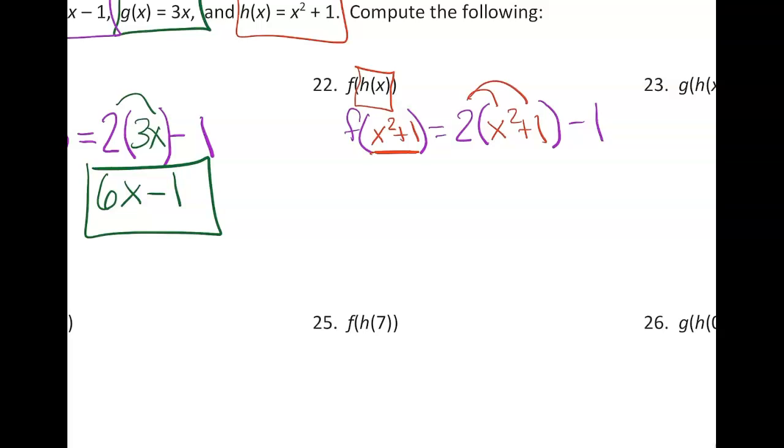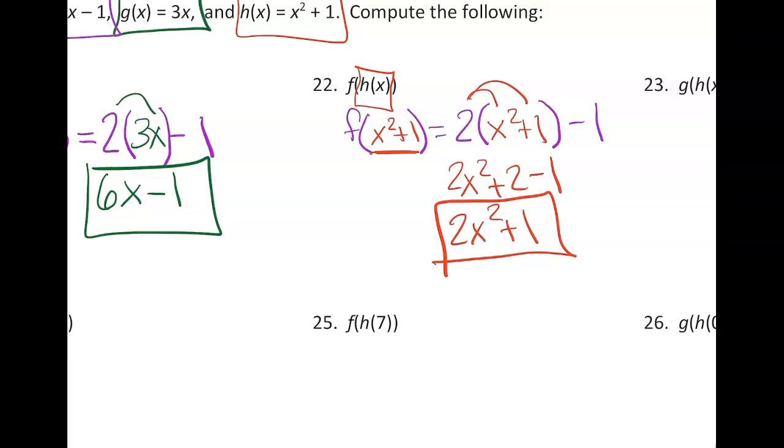So now I'm going to distribute, and I get 2x squared plus 2 minus 1. 2x squared plus 1. Final answer. Done. Okay.